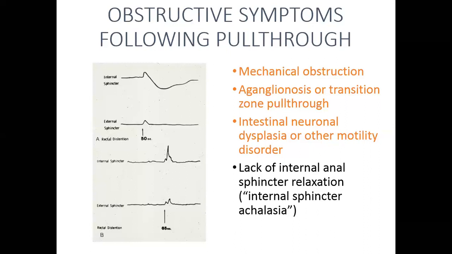The fourth reason for obstructive symptoms is going back to this rectoanal inhibitory reflex that we talked about before, which is missing in children with Hirschsprung disease. And that lack of relaxation of the internal sphincter, we like to call internal sphincter achalasia. Some people have called this ultra short segment Hirschsprung's disease. I think that's a term that should be abandoned because it's very confusing.